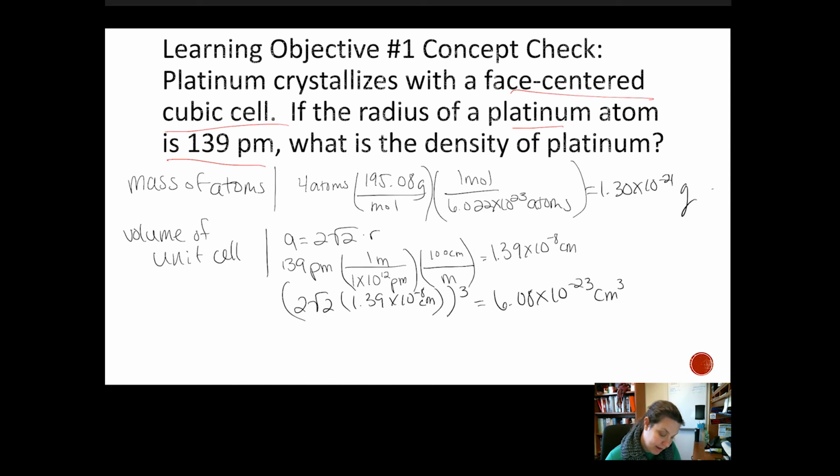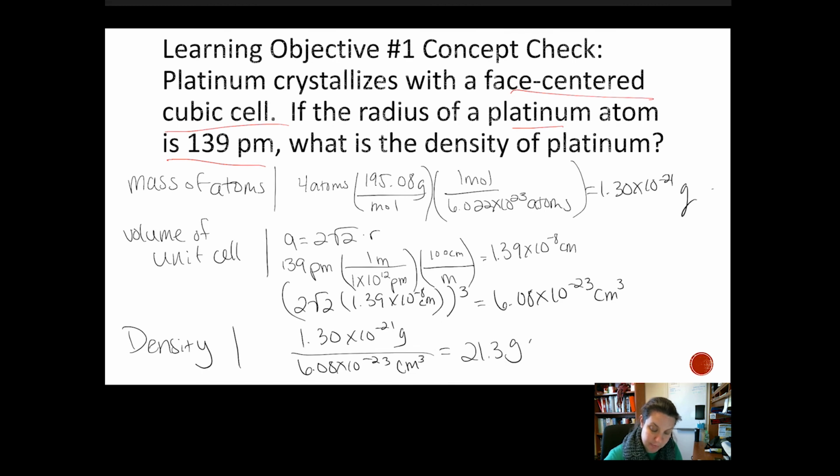Now we figure out our density simply by taking our mass divided by our volume. So we take 1.30 times 10 to the negative 21 grams divided by 6.08 times 10 to the negative 23 centimeters cubed, giving us 21.3 grams per centimeter cubed. We should expect a density of greater than 1 for any of our metallic solids, and usually between 5 and 20. So this is a fairly reasonable density.